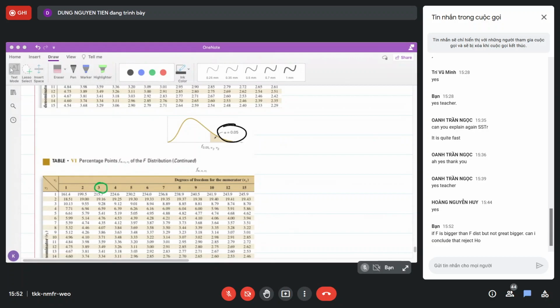If F is there is a question. If F is bigger than F, the critical point, but not bigger. Well, yes, as long as F is greater than F critical, you can reject the null hypothesis. Okay? As soon as F is greater than the critical point, we can reject the null hypothesis.